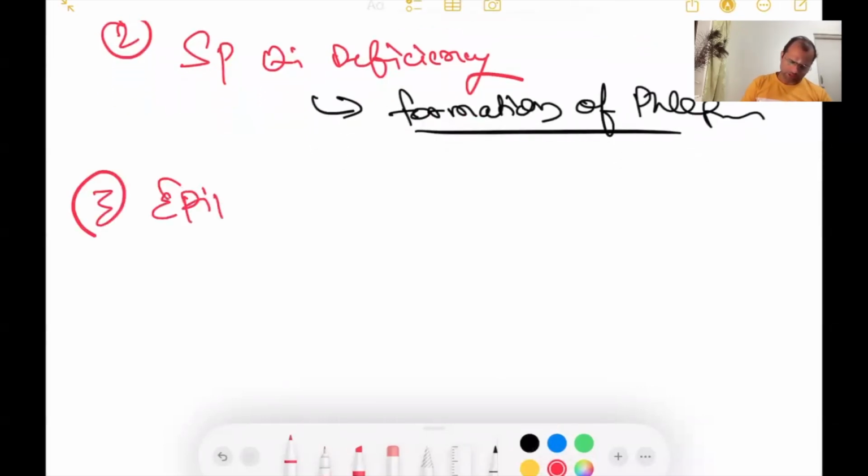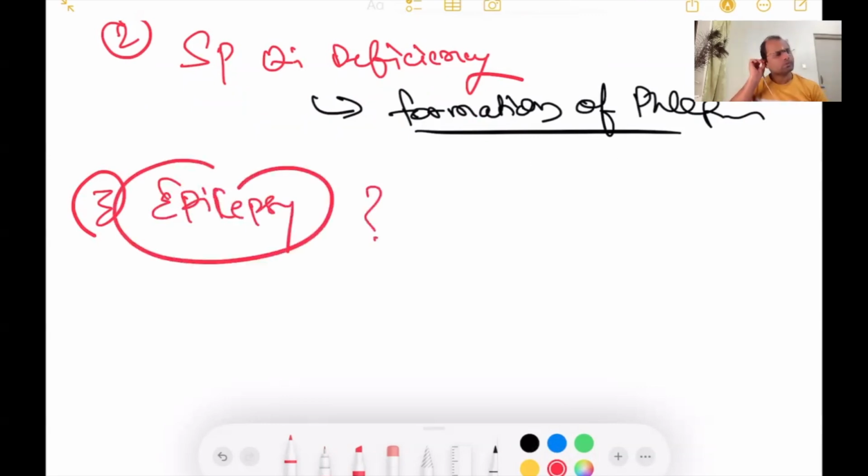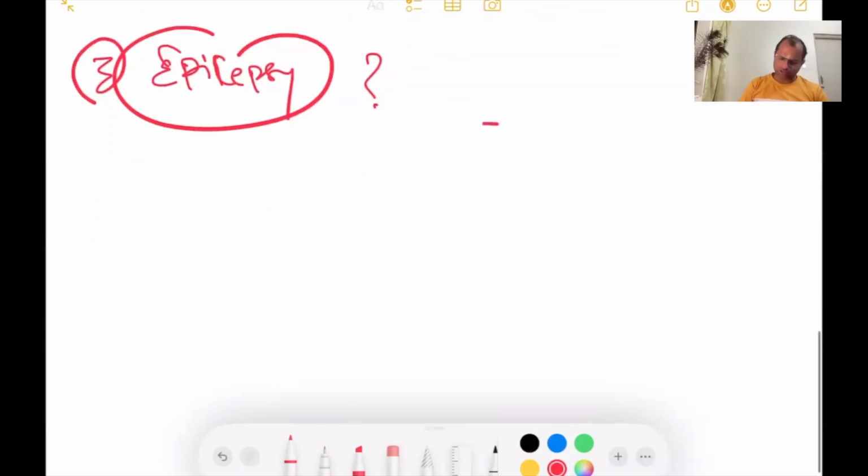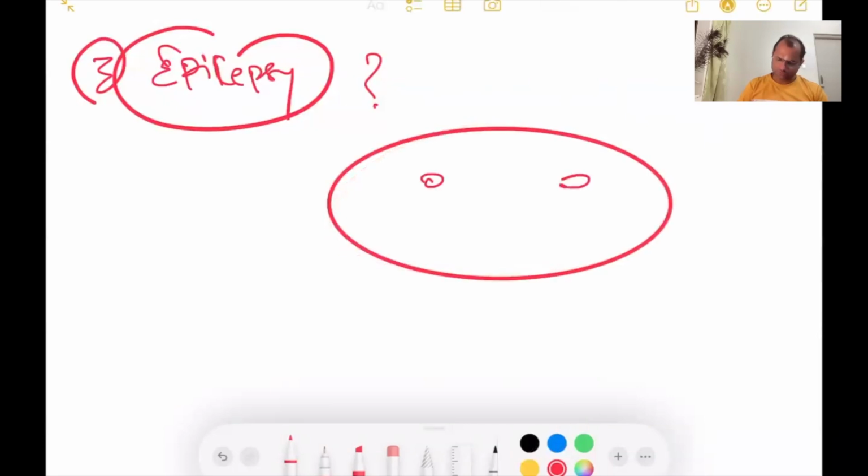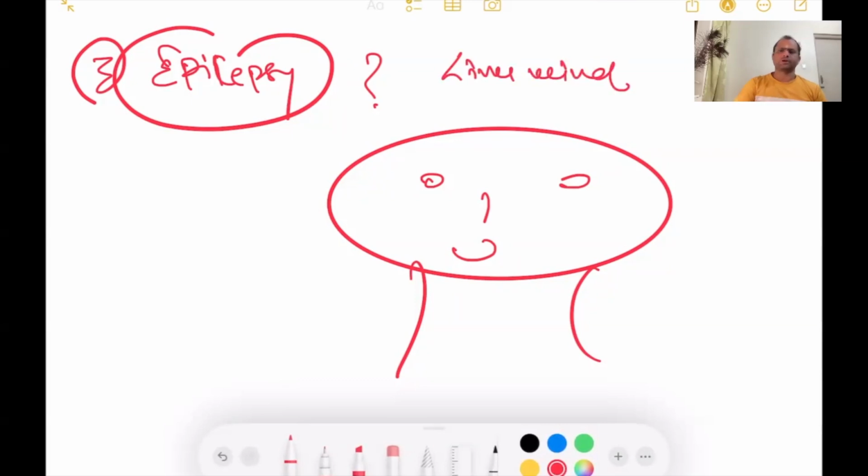Epilepsy का क्या संबंध है इससे? Epilepsy is the condition when there are fits, epileptic seizures. As per the TCM, that is liver wind. TCM के आधार पर, one.